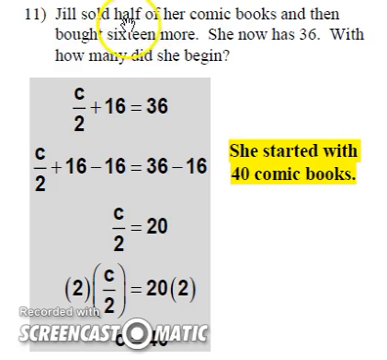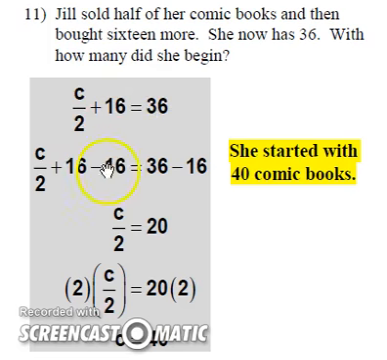Number 11 says Jill sold half of her comic books and then bought 16 more. She now has 36. With how many did she begin? So this is another one of those after, then, and before. She ended up with 36. And what happened first? She sold half of them. So she had comics, she sold half, and then she bought 16 more. So she didn't sell half of the 16 she just bought. She sold half of what she started with, then bought 16 more, and now has 36.